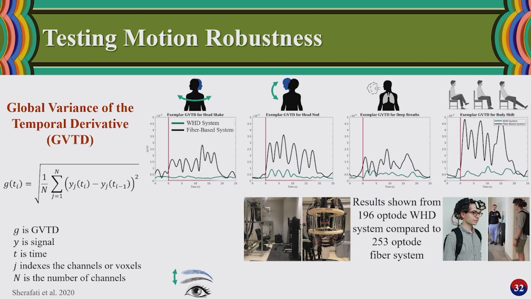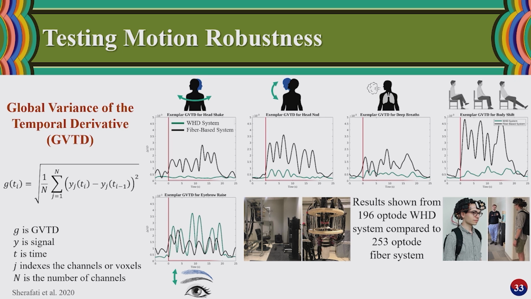In these plots, we compare GVTD values in green on the WHD system to traditional fiber-based systems of comparable channel count and field of view in black. The red lines indicate stimulus timing. Each plot represents an exemplar time trace from each of these 5 types of motions. We found that for rigid body motions, the 4 plots on top, the GVTD values are much lower than on the fiber-based system. For our non-rigid motion, on the bottom, the GVTD values were comparable between the two systems.